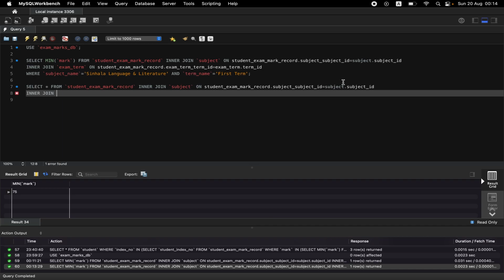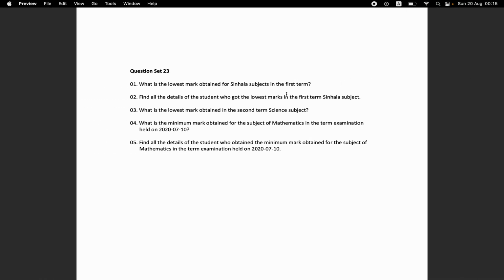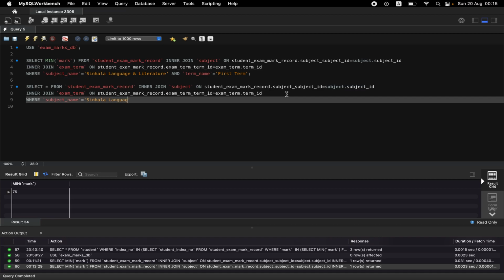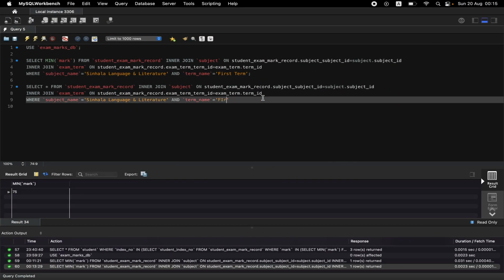and inner join exam term table on student exam mark record dot exam term ID equals exam term ID, where subject name equals single subject and the term name is first term. First term and the mark.